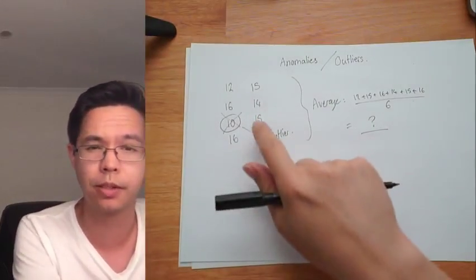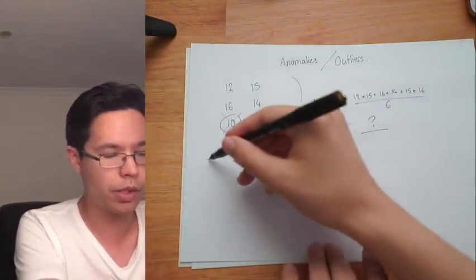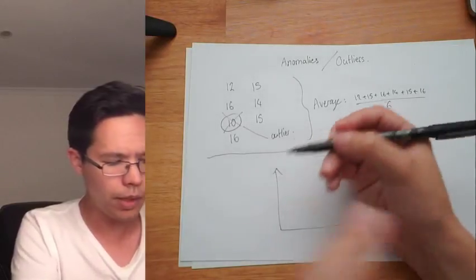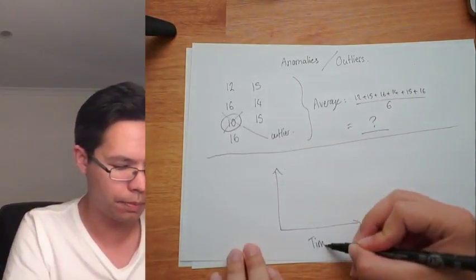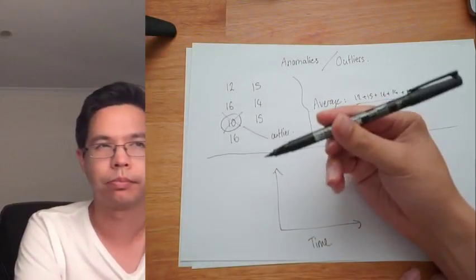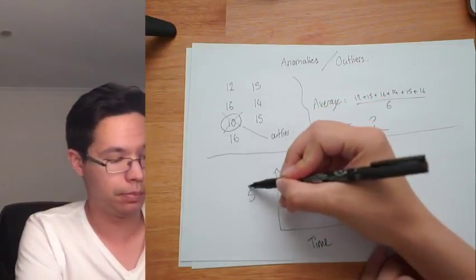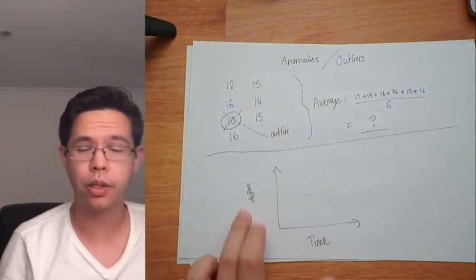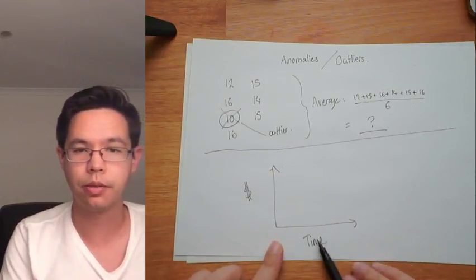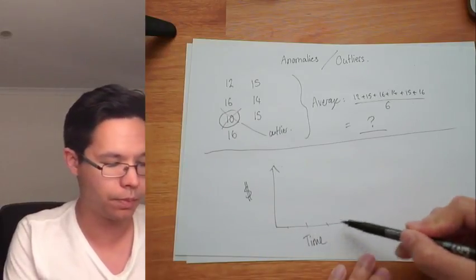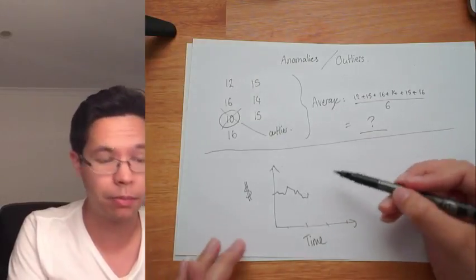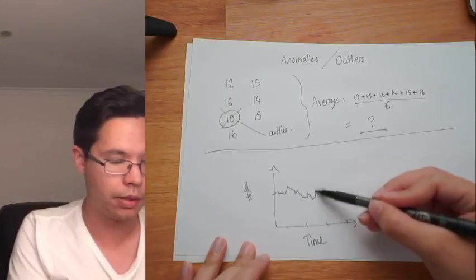So you can sometimes see them in your raw data. Sometimes you won't see them until you graph it. So if I'm doing a test, let's say I've got time and I've got money. So how much money you are earning over time, going from the start towards the end of the time that I'm measuring. And let's say it's the stock market, perhaps, stock market price. You might see a spike.